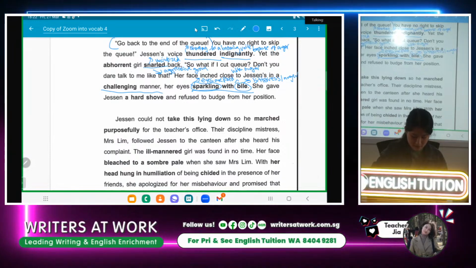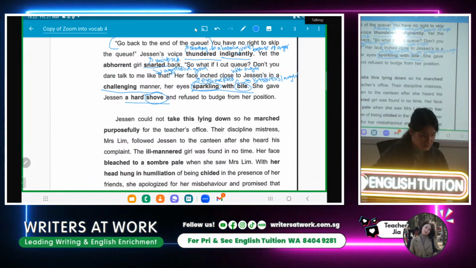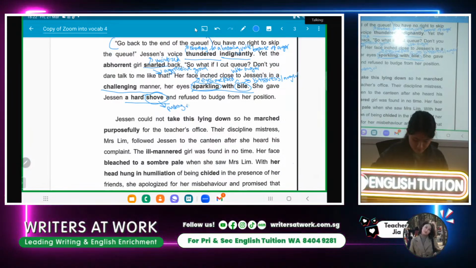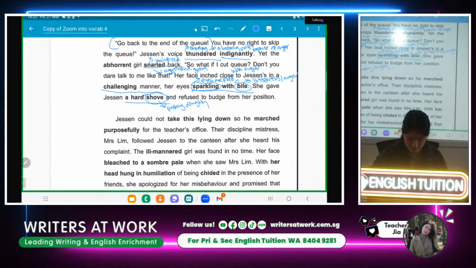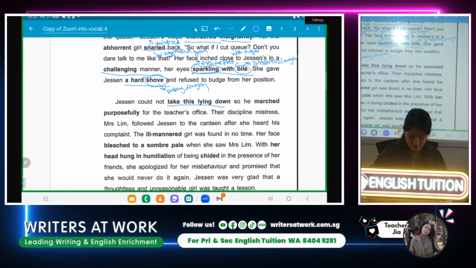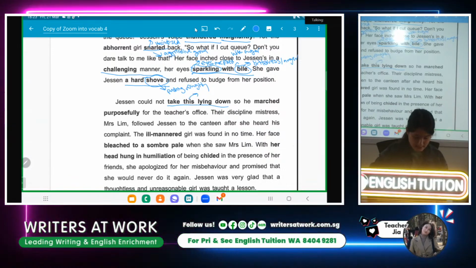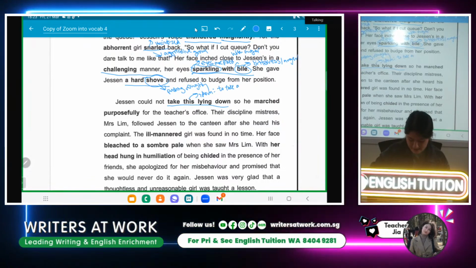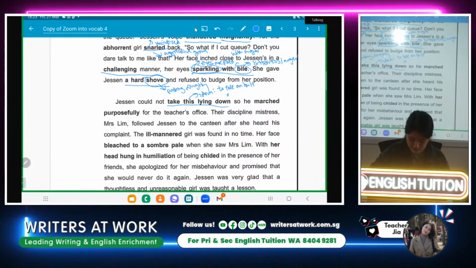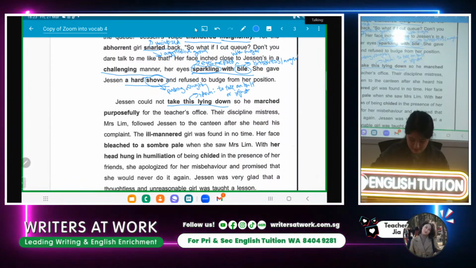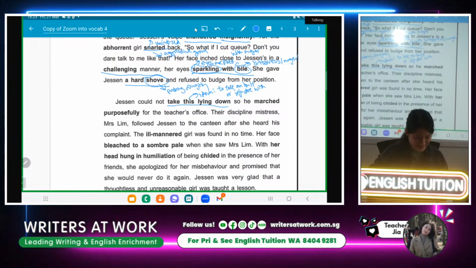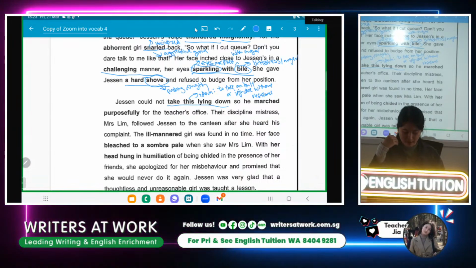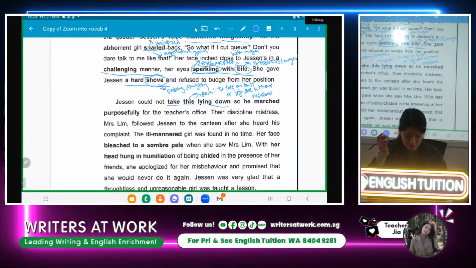She gave Jensen a hard shove. When you say someone shoves something, it means that you are pushing roughly, okay? Jensen could not take this lying down, okay? It's an idiom. Note, guys, it's an idiom. It means to take an insult or injustice without resistance. So essentially he cannot do nothing about this. So he marched purposefully, okay?